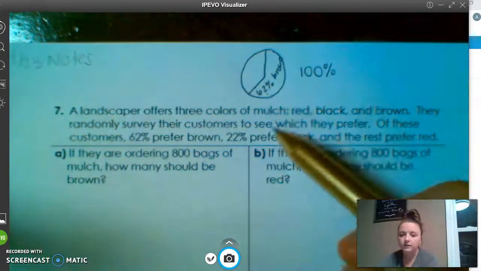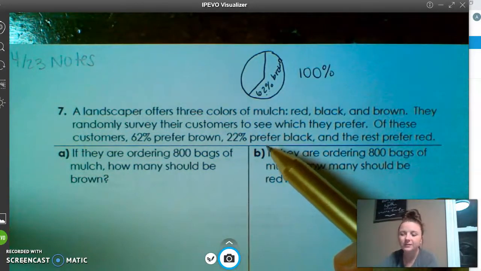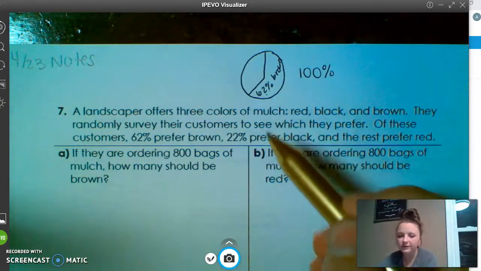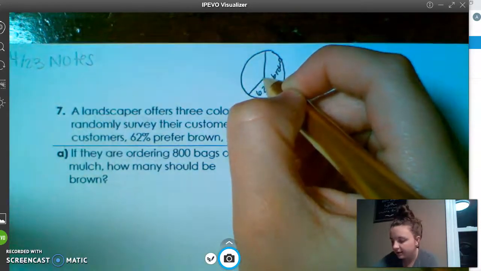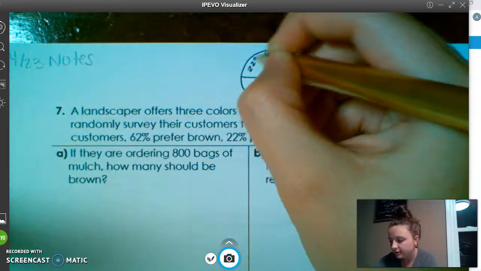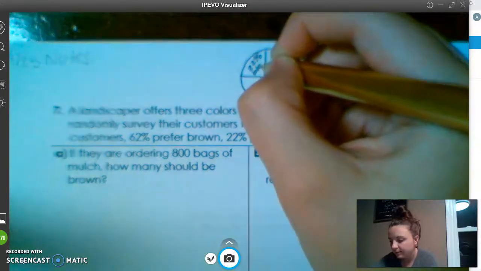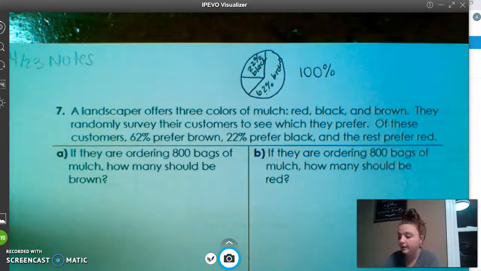Okay. I know 22% prefer black. So it's about a quarter. 25% is a quarter of 100. So I'm going to say it's about like there. 22% black. And then the leftover would be the red, right?